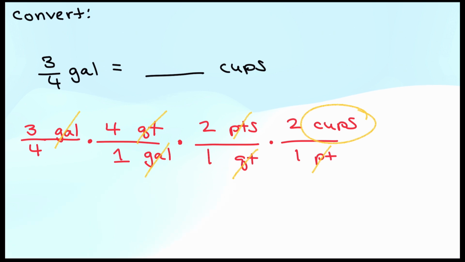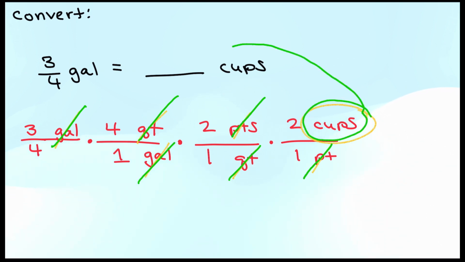So we started with gallons. Gallons on top and bottom cancel. Quarts, top and bottom cancel. Pints, top and bottom cancel. All we're left with is cups, and that is the unit that we want.